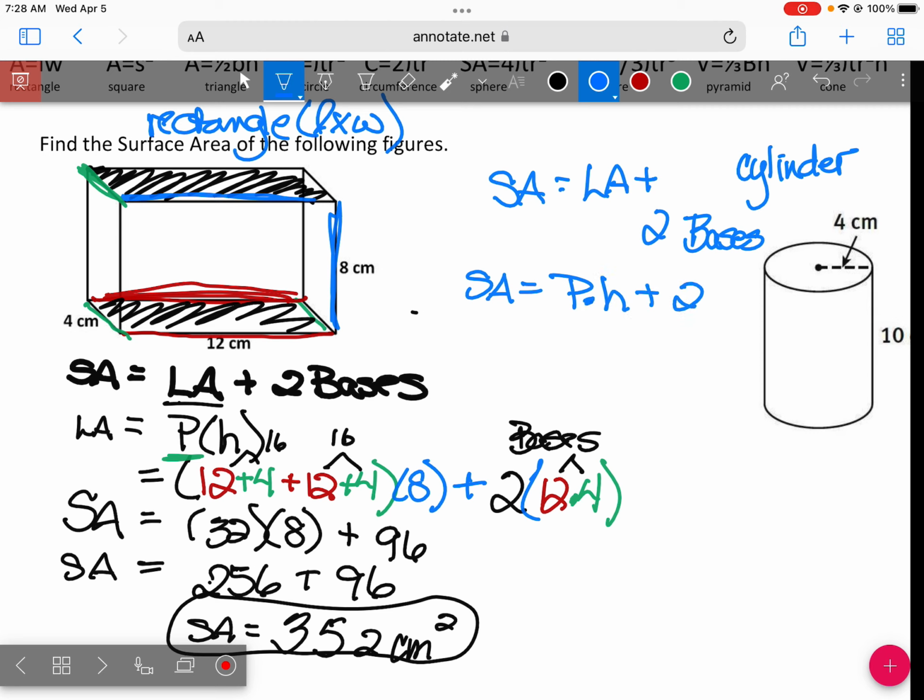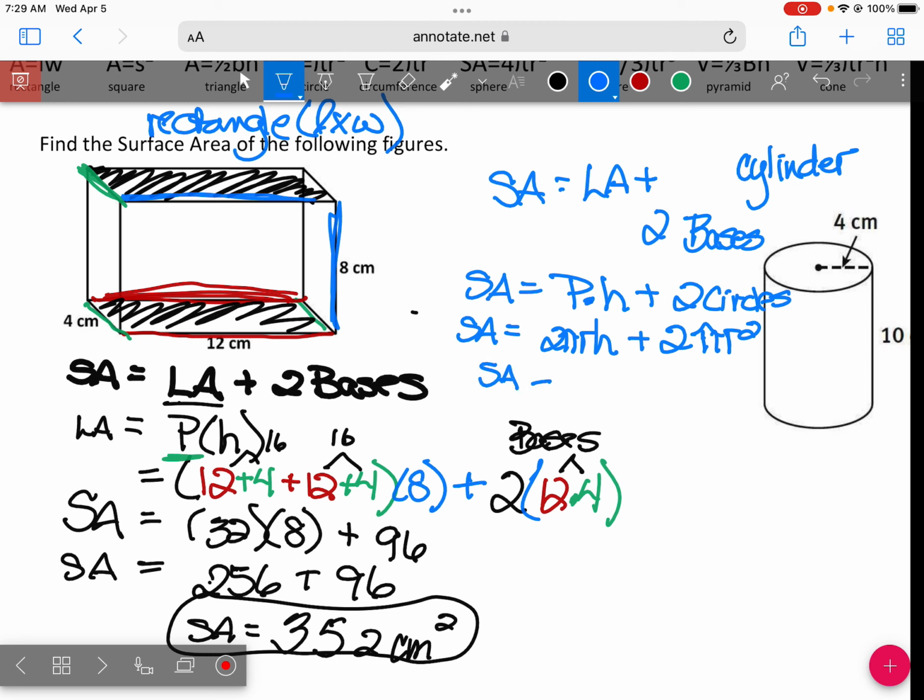plus 2 circles, the one at the top and the one at the bottom. So surface area is equal to the perimeter, which is your circumference, the distance around, times the height, plus 2, what's the area of a circle? Pi r squared. Now I'm really writing all this down, but this is how it follows.